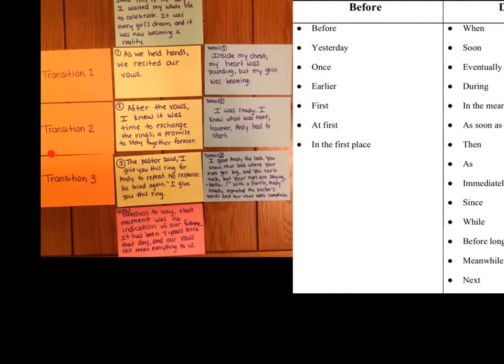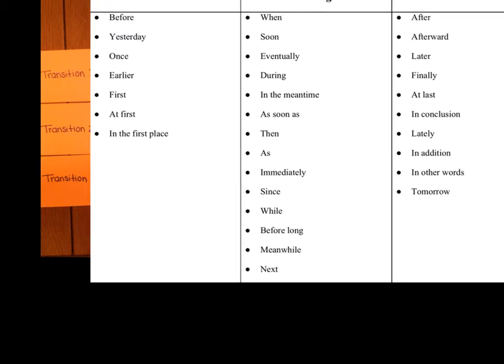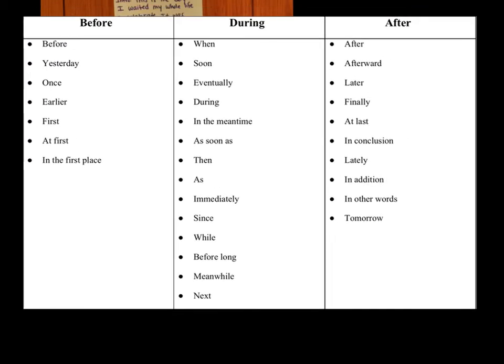And as I look at my third transition word, I read, "The pastor said, 'I give you this ring for Andy to repeat.' No response. He tried again. 'I give you this ring.'" I want to look in my after category. And in this category, I want to find a word that really highlights that I'm still kind of feeling anxious and that I really just want to exchange those rings.